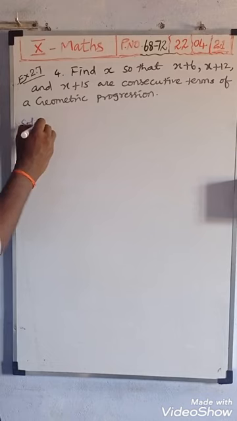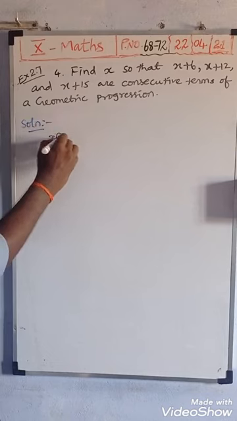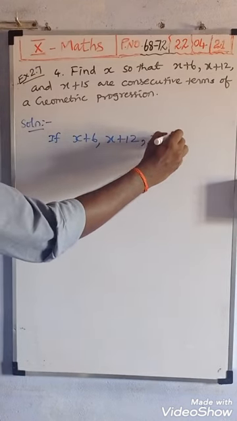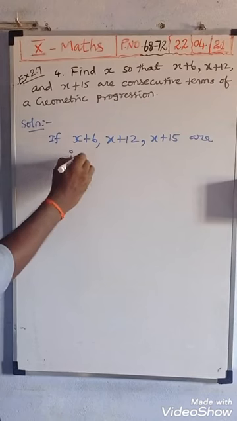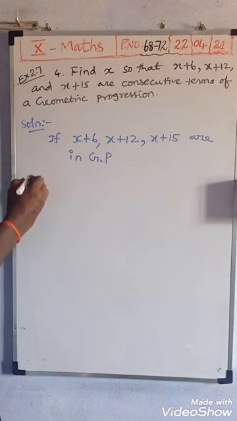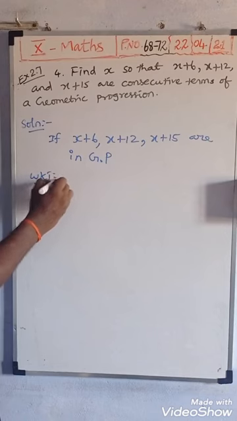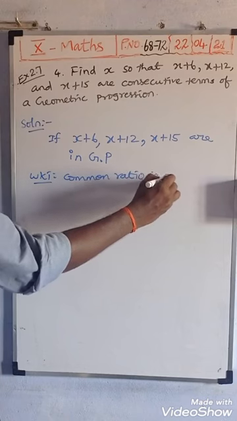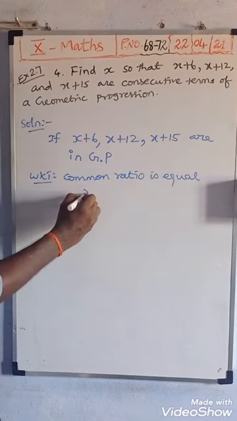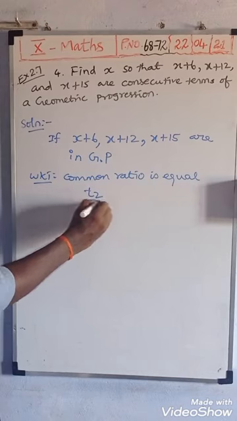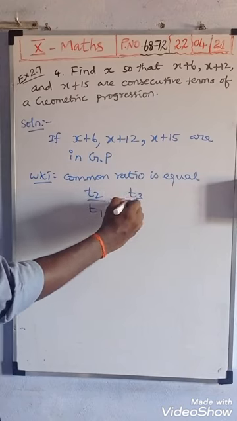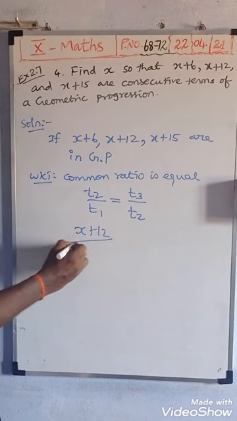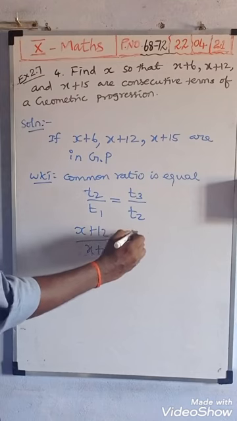So see solution. First you should write: if x plus 6, x plus 12, x plus 15 are in GP, geometric progression, then we know that the common ratio is equal. So if we equate the common ratio, we will receive the value of x. What is the common ratio? Second term divided by first term is equal to third term divided by second term, T3 by T2. Now you substitute: x plus 12 divided by x plus 6 is equal to x plus 15 by x plus 12.